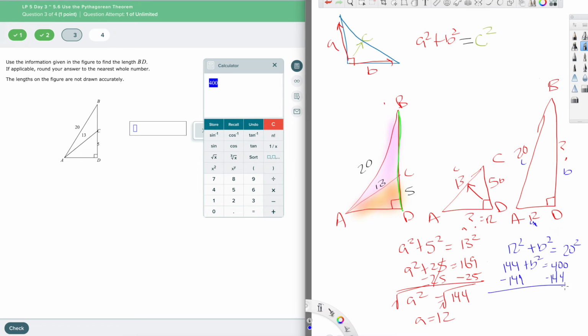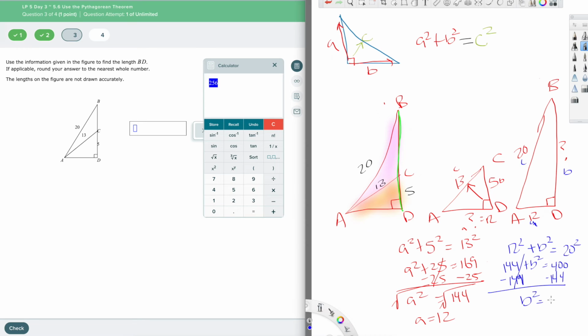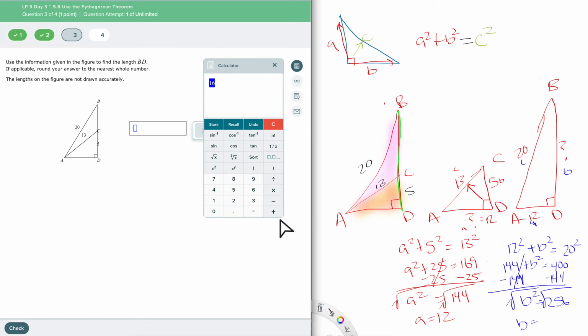That's a 4, not a 9. So 144 minus 144 cancels, and I have B squared equals 400 minus 144. It's 256. Ooh, this one's going to end up nicely. So if you don't recognize it, that's okay. I know that 256 is a square. So the square root of B squared is B. The square root of 256 is 16.